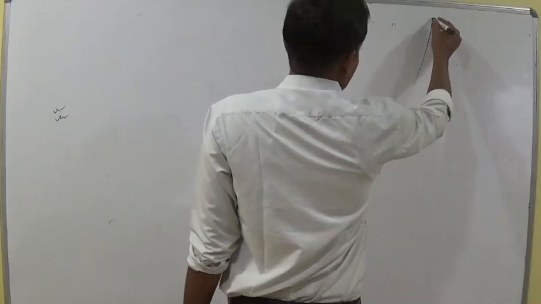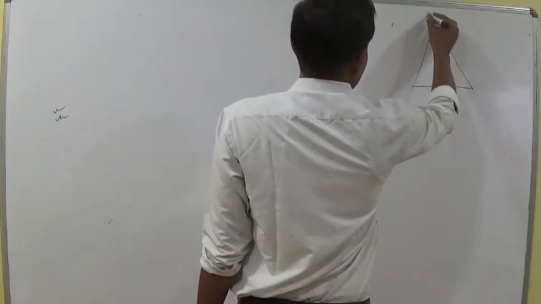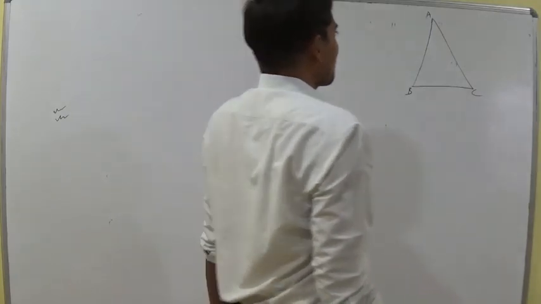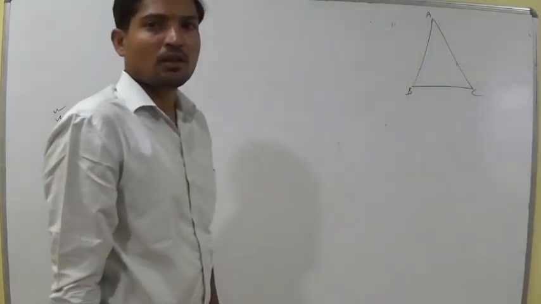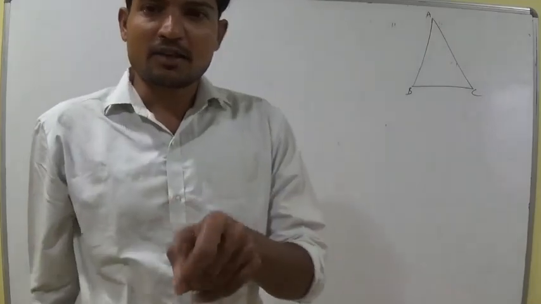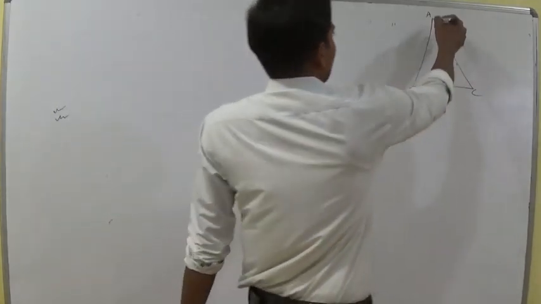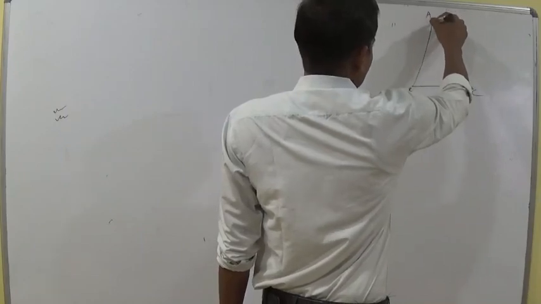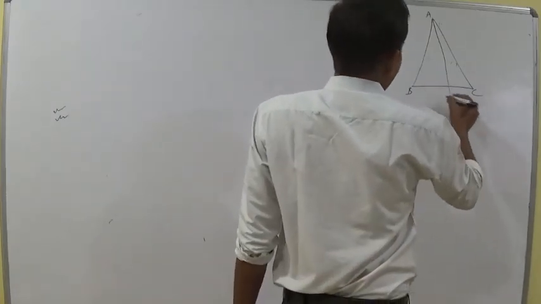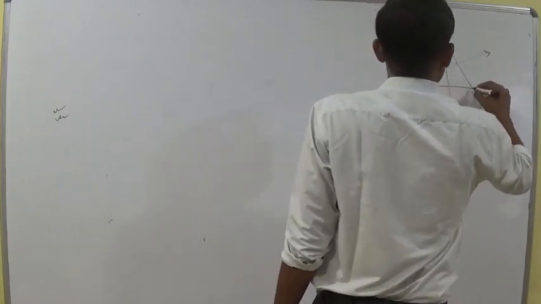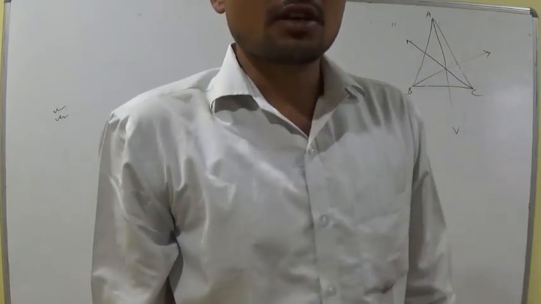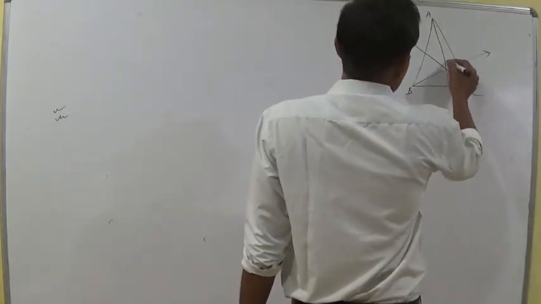Suppose triangle ABC. In a triangle ABC, I want to draw an angle bisector for A. This is the angle bisector of A. Angle bisector of B, angle bisector of C. The concurrent point of angle bisectors is the incenter, which is denoted by I.